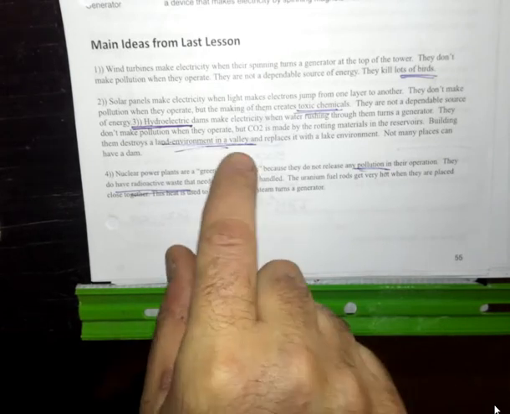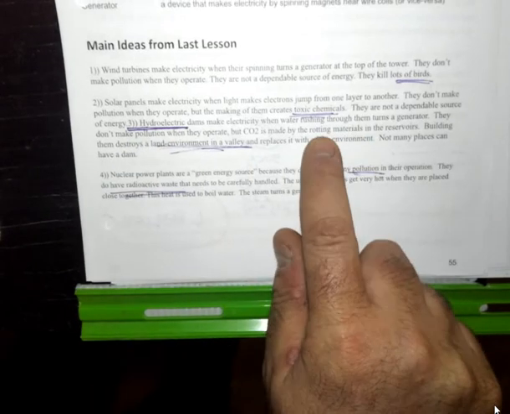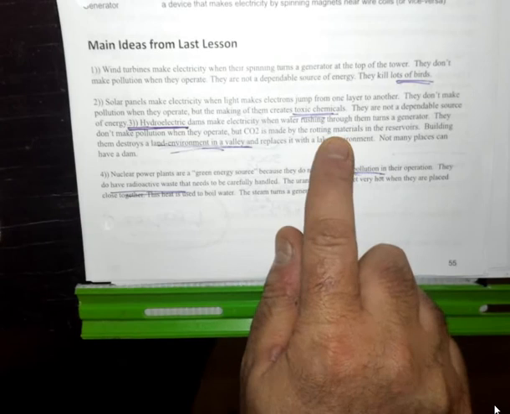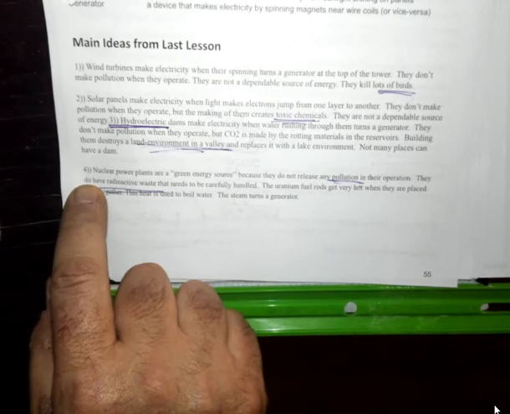Another thing about hydroelectric is that it does produce CO2 from rotting materials in the reservoirs, and it kills off the environment in that spot. Number four, Chiara, would you please read that?